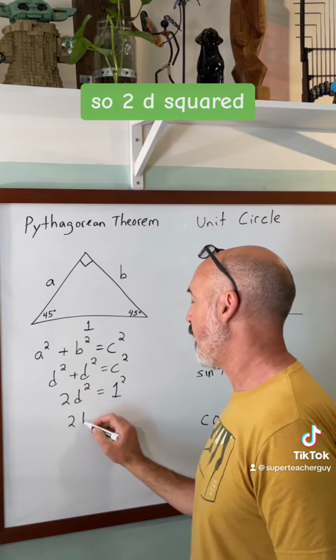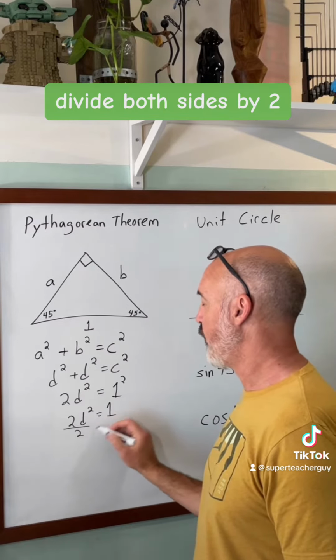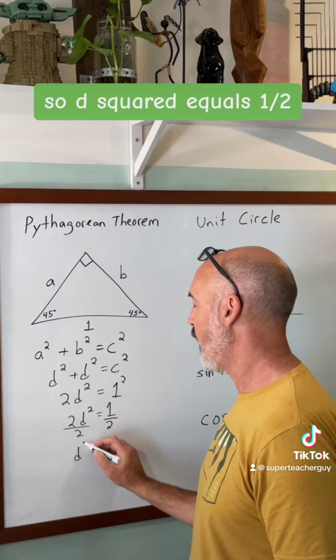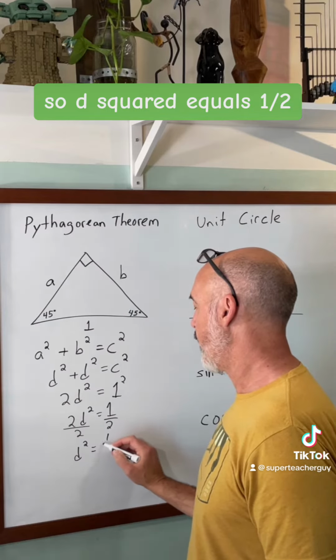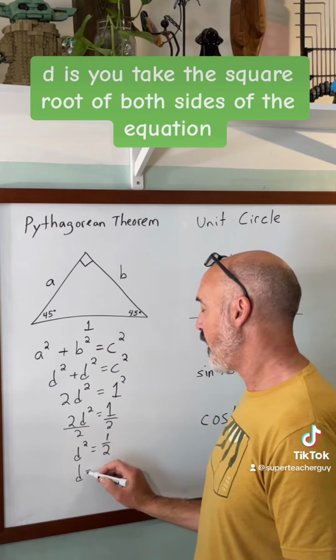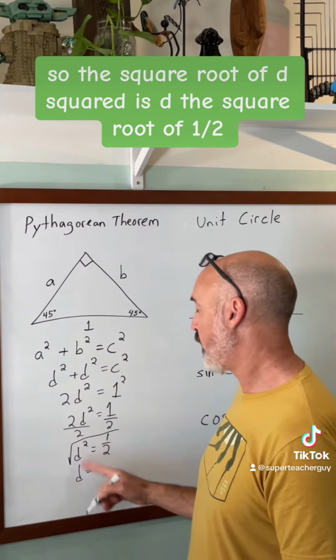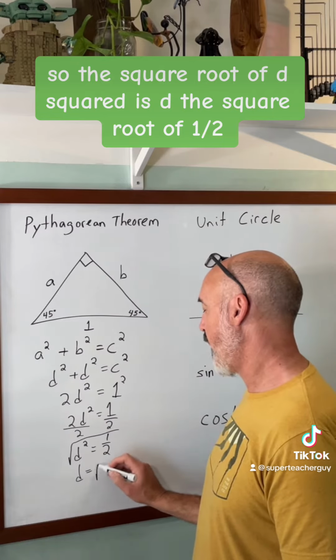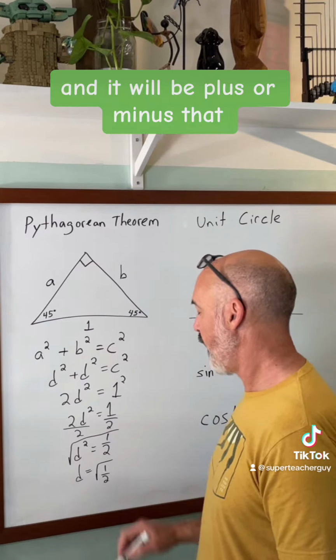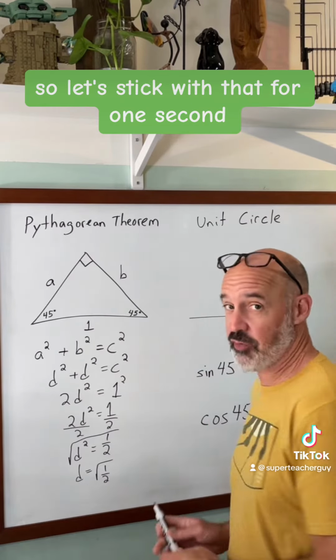So 2D squared equals 1 squared, which is just 1. Divide both sides by 2, so D squared equals 1/2. Now, to figure out the length of D, you take the square root of both sides of the equation. So the square root of D squared is D, the square root of 1/2, and it will be plus or minus that. So let's stick with that for 1 second.